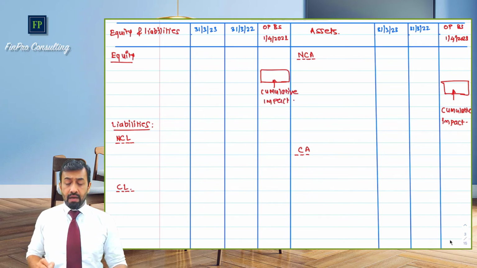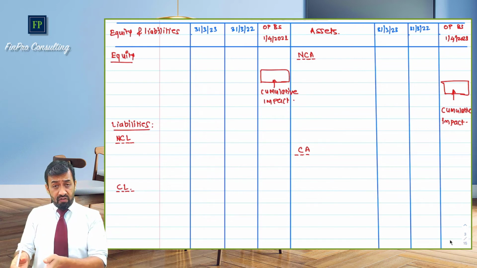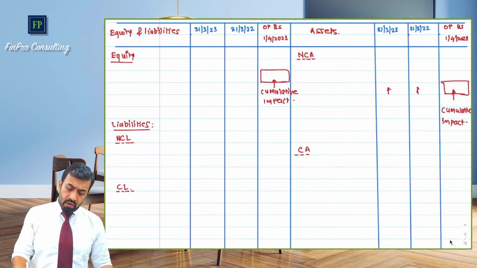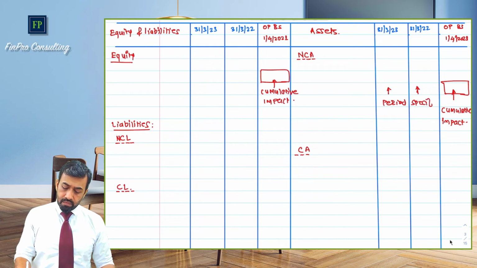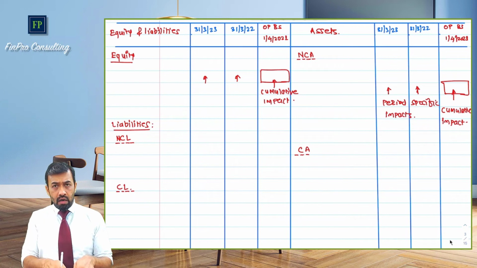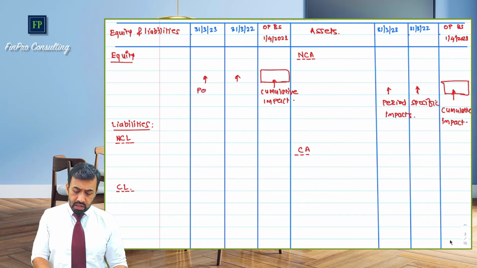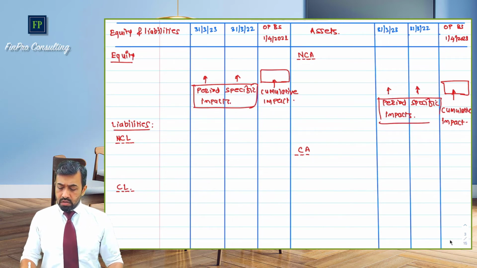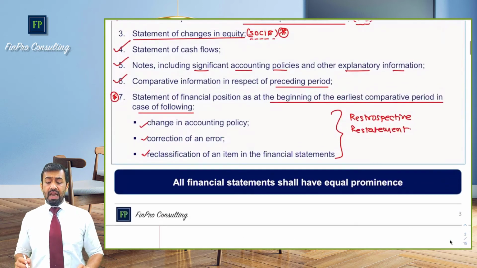This is cumulative impact. And then subsequent to that, 1st April 2021, these are the 2 years. This we will provide as a period specific impact. So these 2 years will flow through P&L under equity. These are the period specific impacts. This is what is meant by presenting an additional balance sheet.